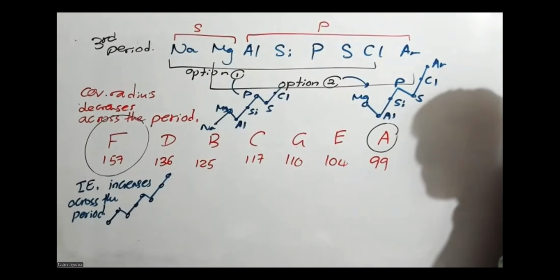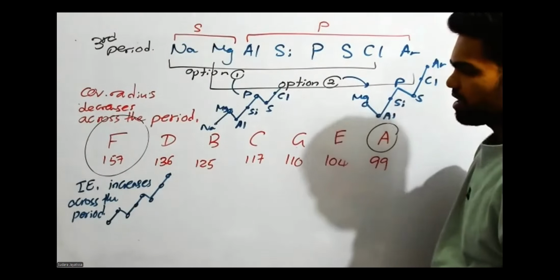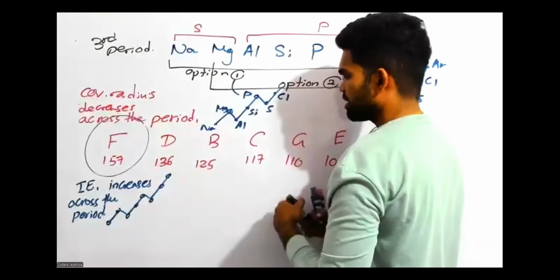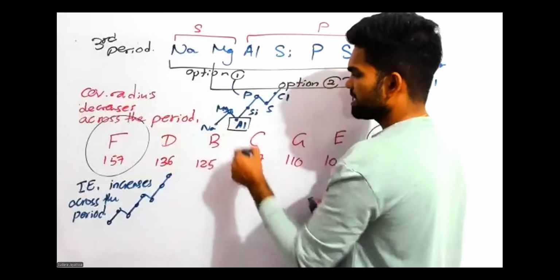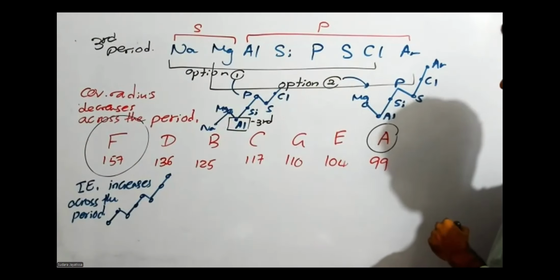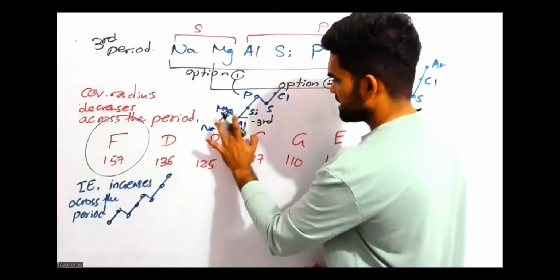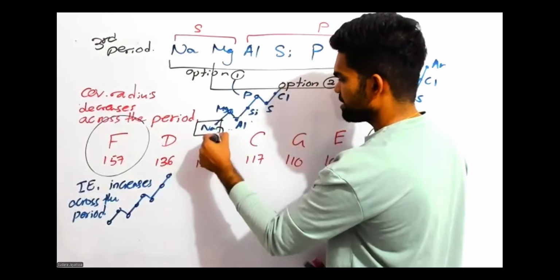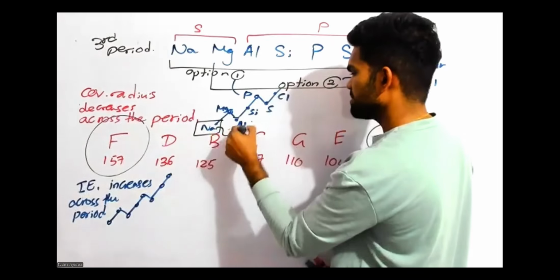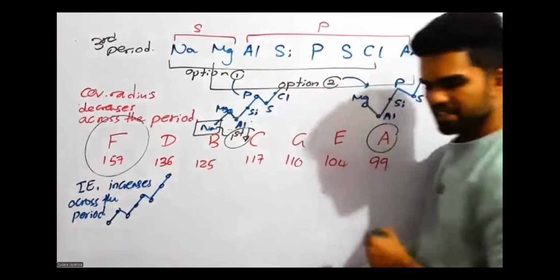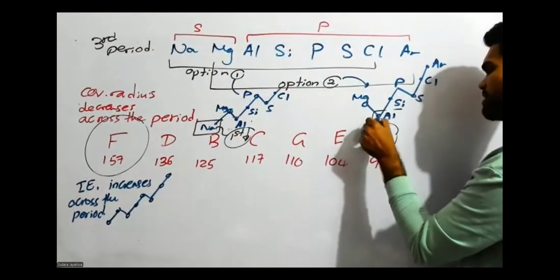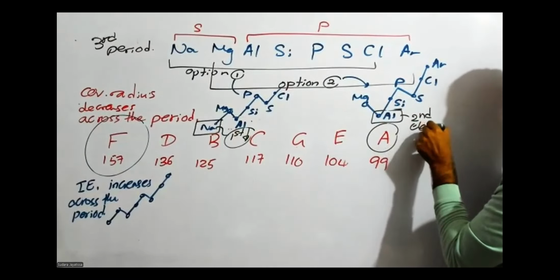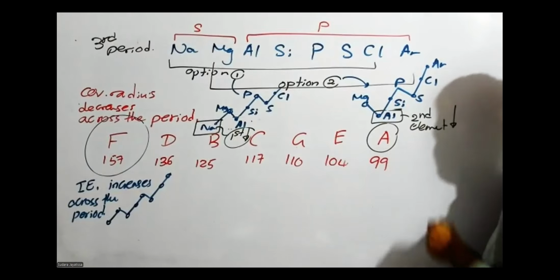So what is aluminium in this first option? Aluminium is the third element. In other words, let's say like this. In this order, the first element is the one with the lowest first ionization energy. If it is option 2, your second element is the lowest ionization energy.